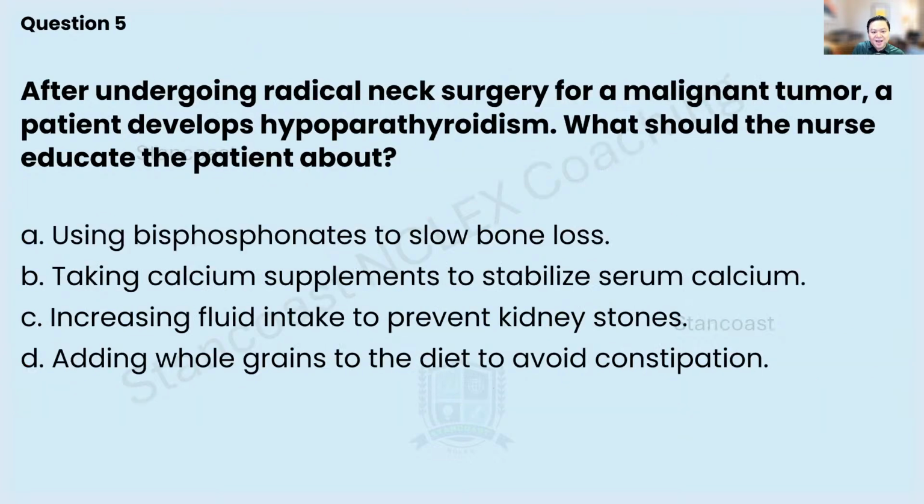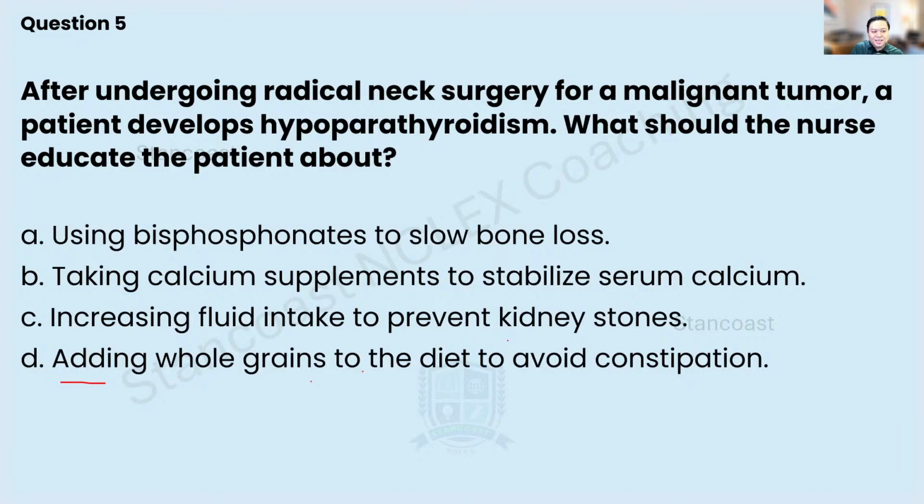Let's have number 5. After undergoing radical neck surgery for a malignant tumor, a patient develops hypoparathyroidism. What should the nurse educate the patient about? Is it A, using bisphosphonates to slow bone loss, or B, taking calcium supplements to stabilize serum calcium, or C, increasing fluid intake to prevent kidney stones, or D, adding whole grains to the diet to avoid constipation?